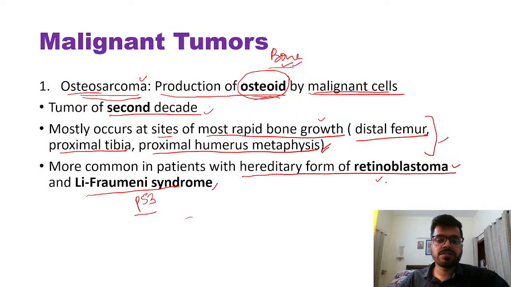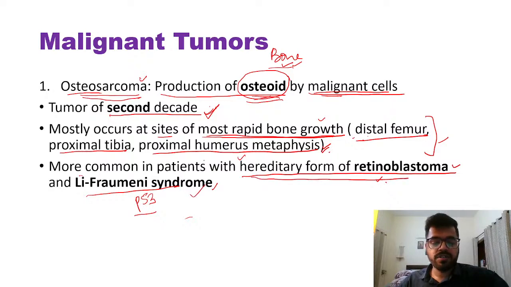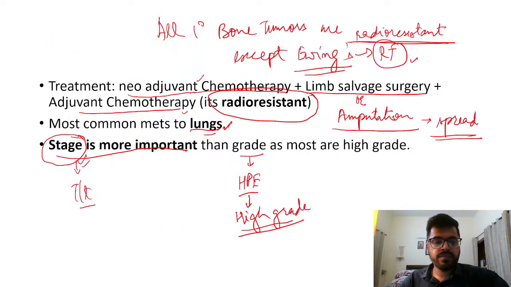So that's it. Osteosarcoma, production of bone by malignant cells. It is seen in second decade at the sites of most rapid bone growth, that is around the knee and shoulder, "goda or moda". More common in patients with hereditary form of retinoblastoma and Li-Fraumeni syndrome. And treatment is chemotherapy followed by surgery followed by chemotherapy again. Metastasis to lungs is common.